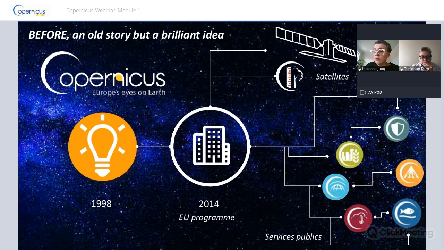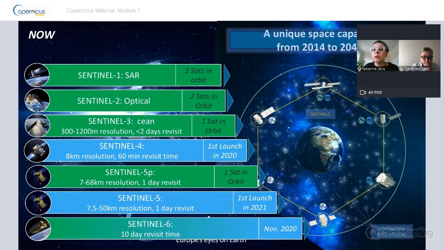So Copernicus is really a set of satellites. It's Earth observation coming from space, but this is more than that because it's related also to delivering services to the community. So today we have a quite unique space capacity because we have already 7 satellites flying. The 8th one is planned for early November this year.